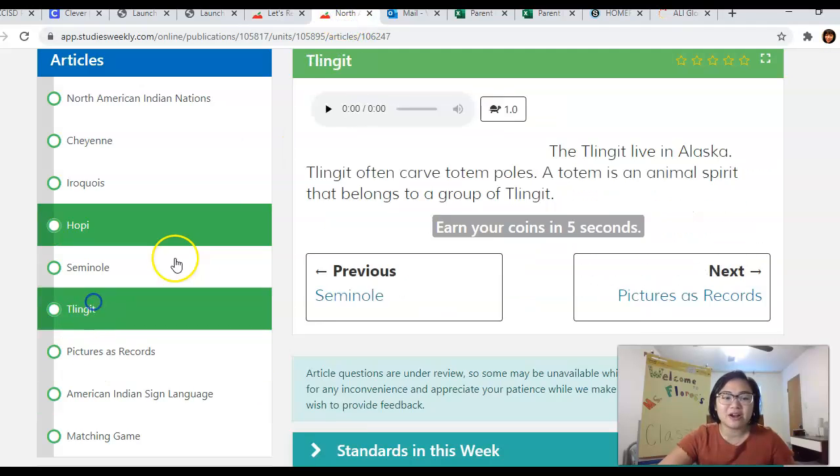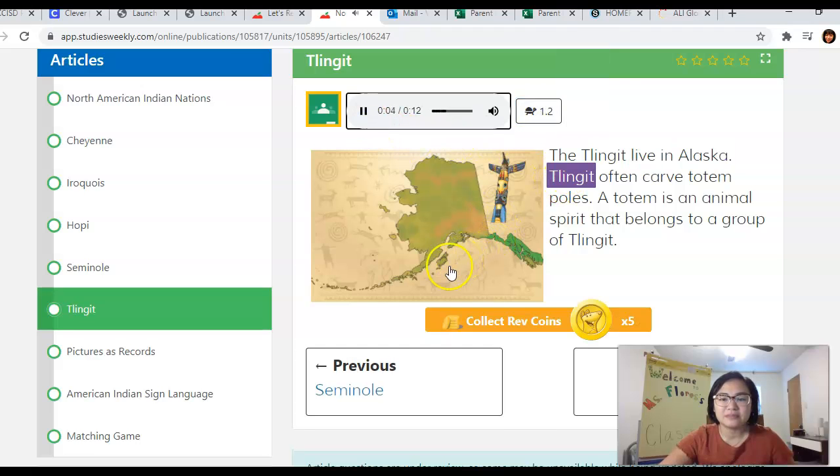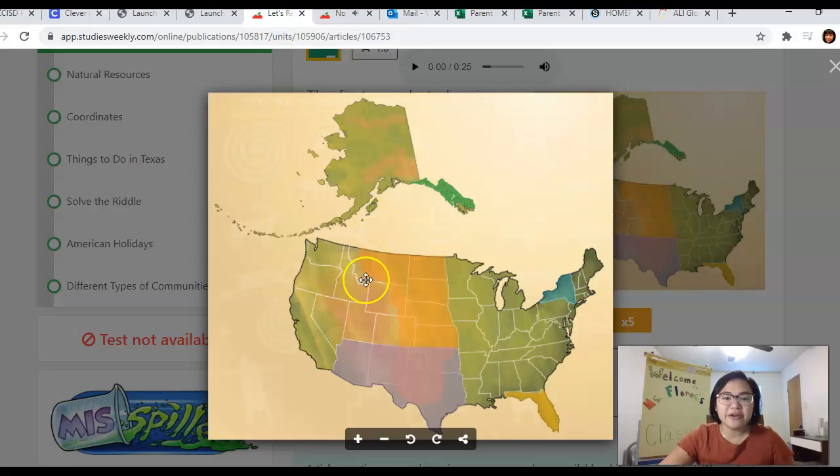All right, and then let's look at our very last nation. The Tlingit live in Alaska. Tlingit often carve totem poles. A totem is an animal spirit that belongs to a group of Tlingit. And our very last tribe, the Tlingit, where do they live? They live in this green area up here, which is Alaska, right?